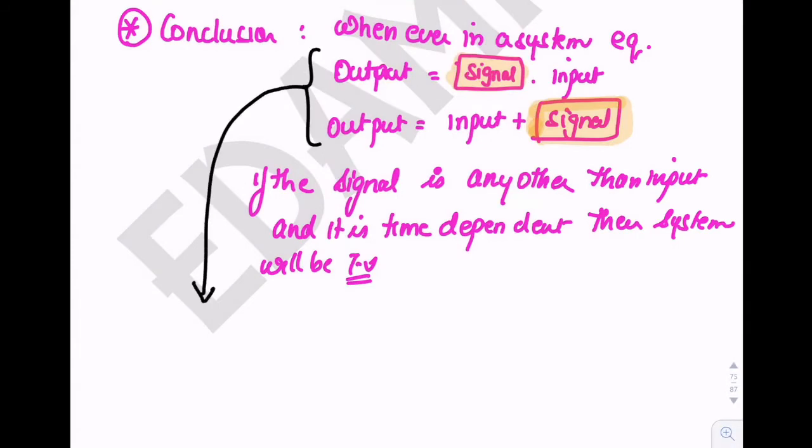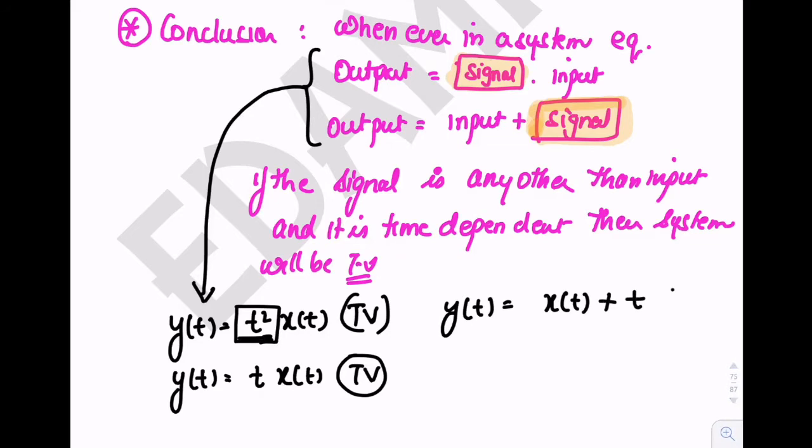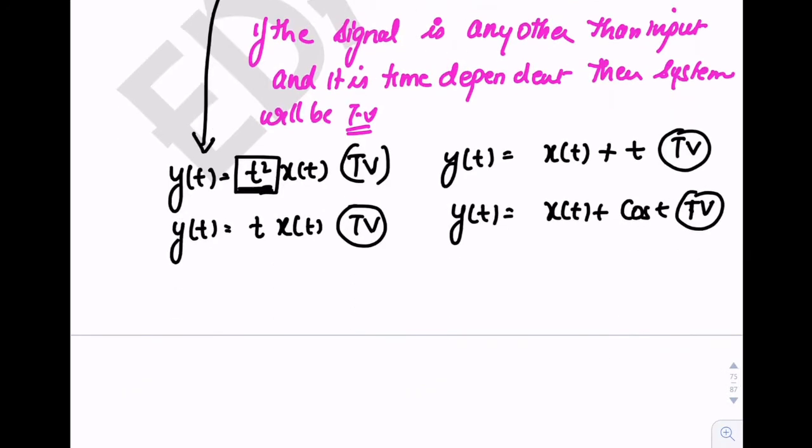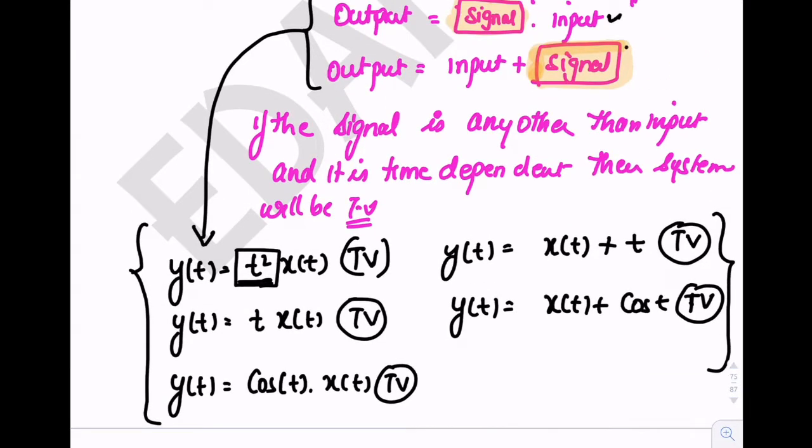Okay, so as I have told you the complete method, you can prove this also, and I'm giving you examples for this. As we have proved y(t) is equal to t square x(t), this is a signal which is time dependent other than input, so this is time variant. You can prove that y(t) is equal to t times x(t) is also time variant. y(t) is equal to x(t) plus t will also be time variant. y(t) equals x(t) plus cos t will also be time variant. y(t) equals cos t multiplied by x(t) will also be time variant. Okay, so all these systems will be time variant.